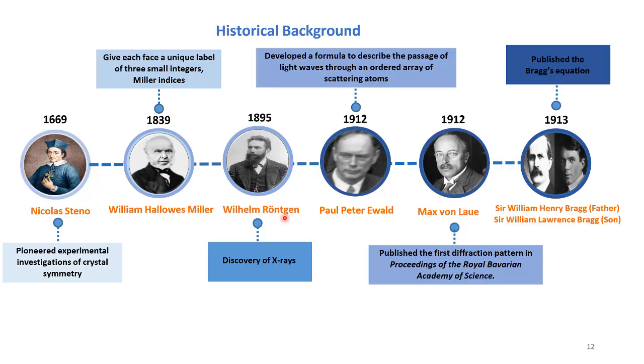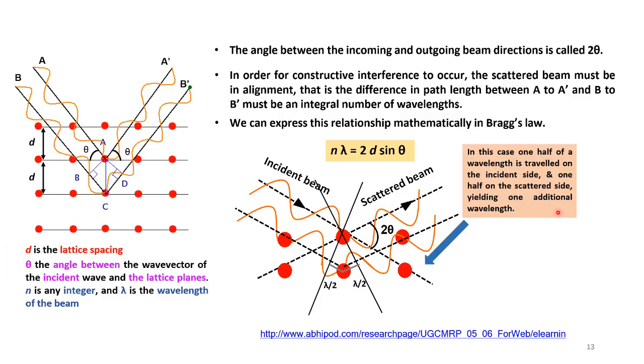Then Professor Röntgen discovered the X-rays, and then Ewald formulated the ordered array of scattering. Then Professor Max published the first diffraction pattern in the proceedings, and this father and son duo, the Braggs, studied the basic principle behind it and developed the Bragg's equation, which we now know as the principle of the XRD. So that is how the development of the XRD happened.